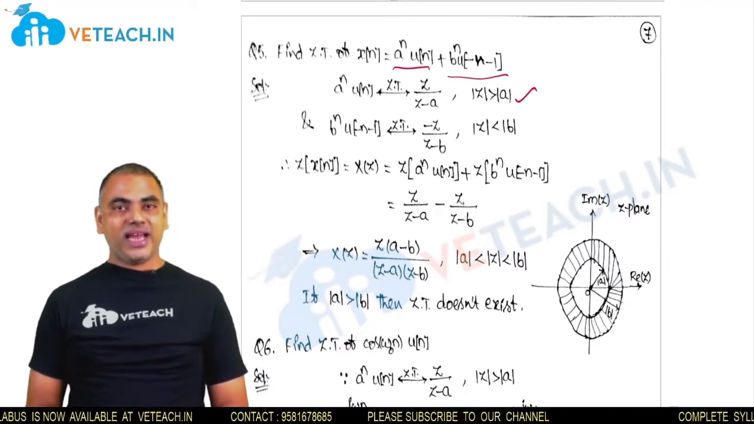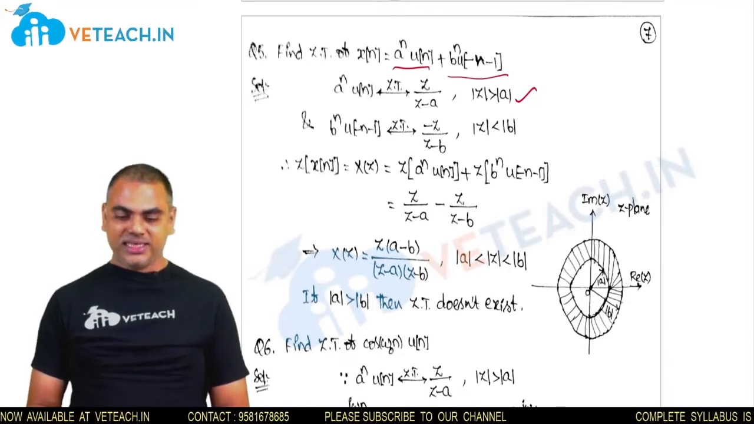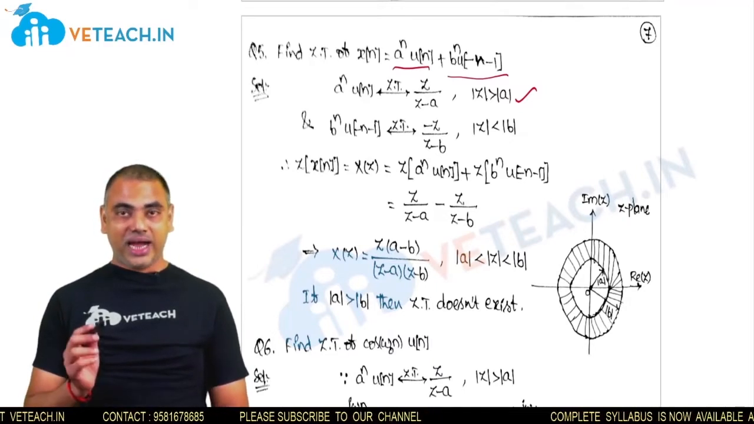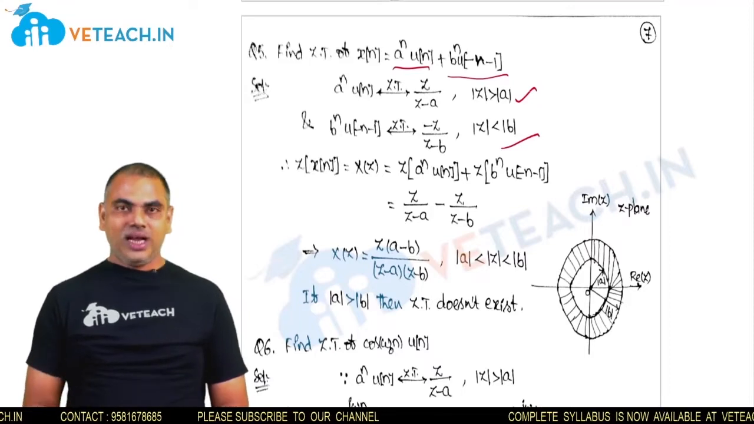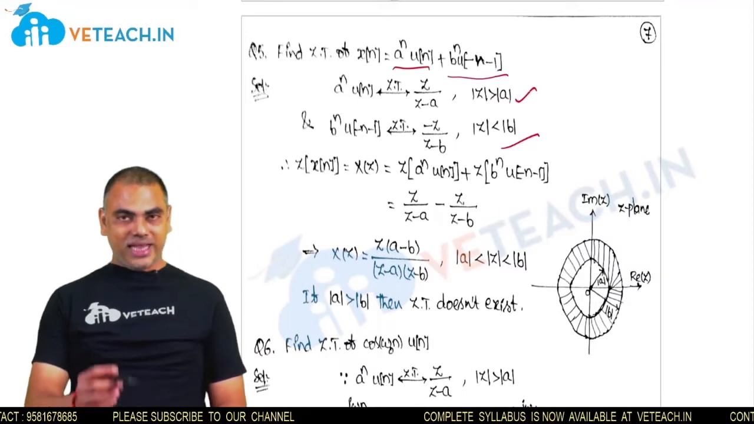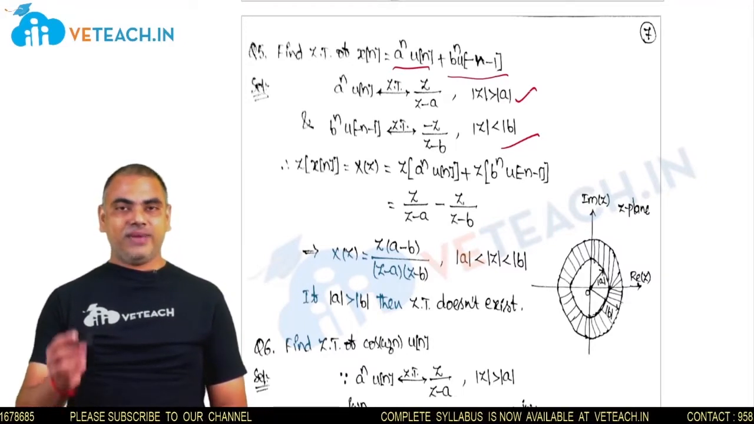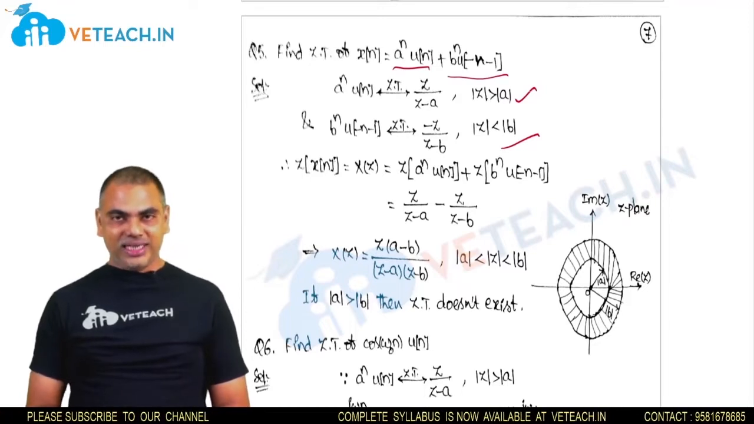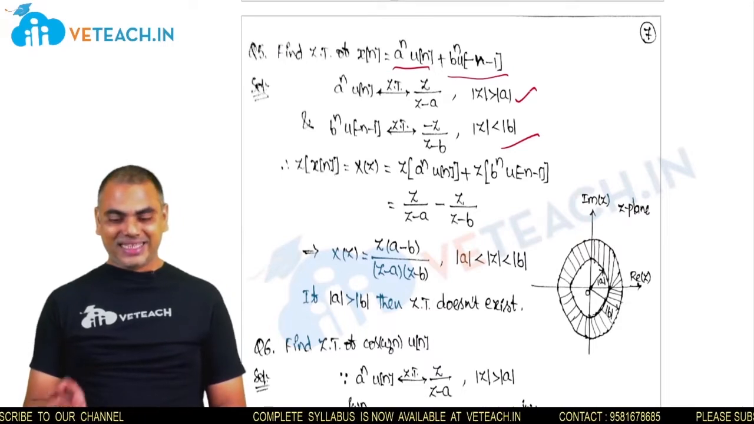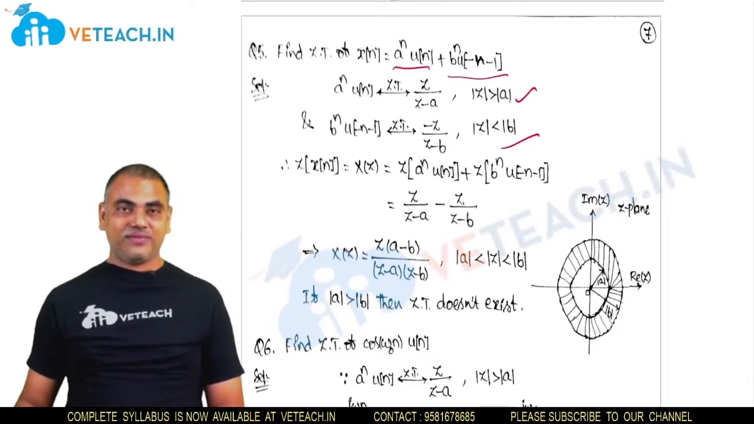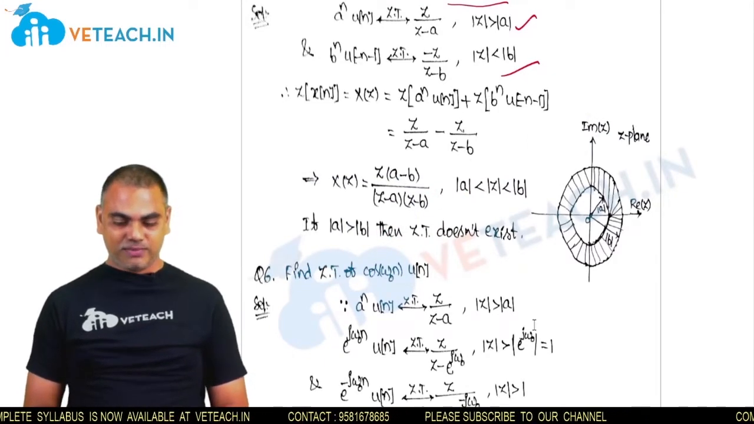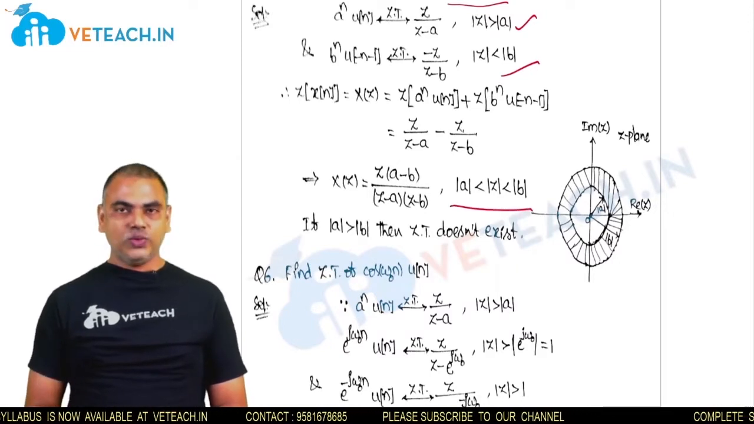Similarly, b power n u of minus n minus 1 Z transform is minus z by z minus b with ROC mod z is less than mod b. Now by the linearity, the Z transform capital X of z equals z by z minus a plus minus z by z minus b, and the ROC is the intersection of these two, that is mod z greater than mod a and mod z less than mod b. Then we have X of z, which is z of a minus b by z minus a into z minus b, with the ROC mod a less than mod z less than mod b.